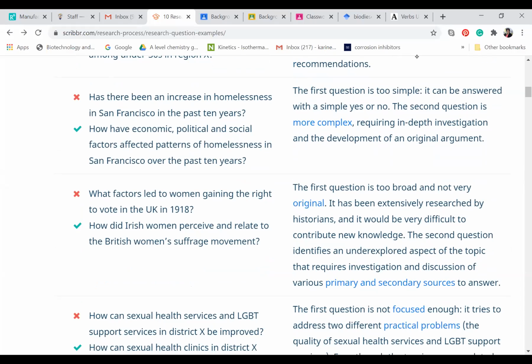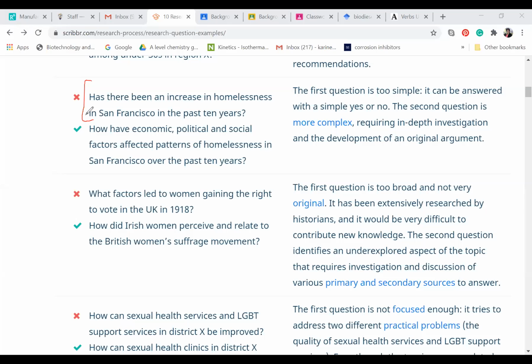I want somebody to tell me why this is a bad problem statement. Or you could have just explained what you would have said: why is this not a good problem statement? Miss, it seems kind of biased. It comes off as being biased.